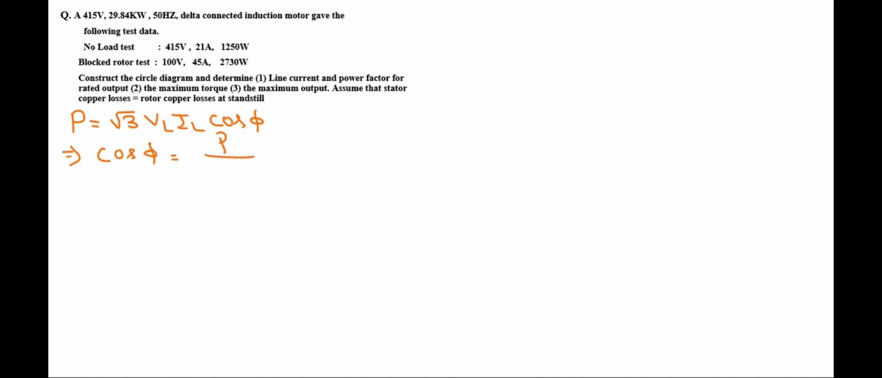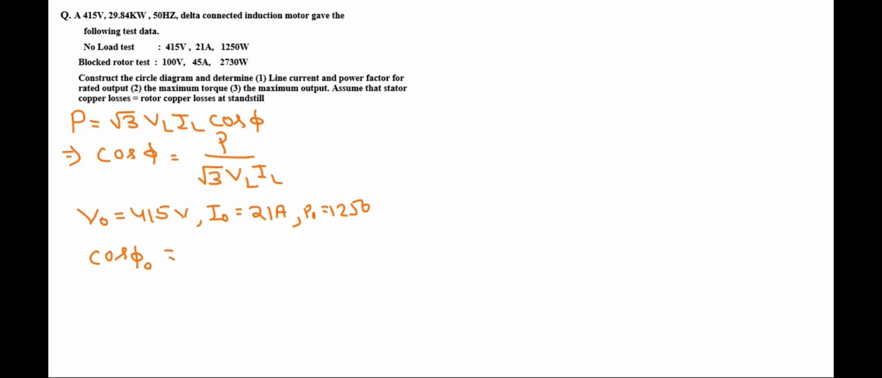That is, cos phi is equal to P by root 3 VL IL. For the no load test, here given V naught is equal to 415 volt, I naught is equal to 21 ampere, and power as 1250. And the power factor at no load will be power divided by root 3 VL IL.